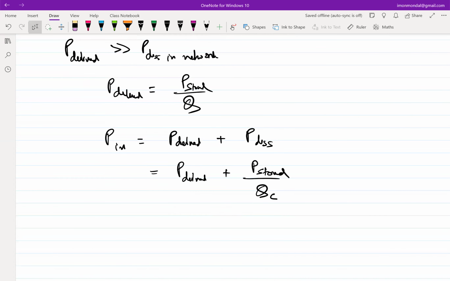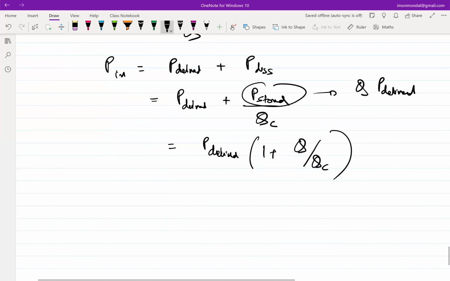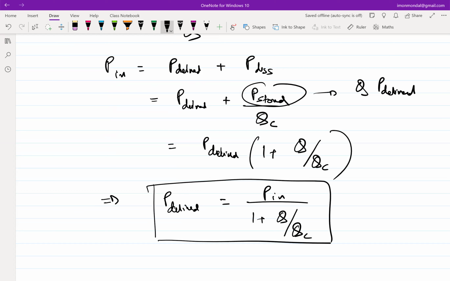And power stored in terms of power delivered is, so this power stored is essentially Q, the network Q, times power delivered. So this becomes power delivered times 1 plus Q by QC, right? So which means your power delivered is equal to power in by 1 plus Q by QC, right? So what is this telling you?